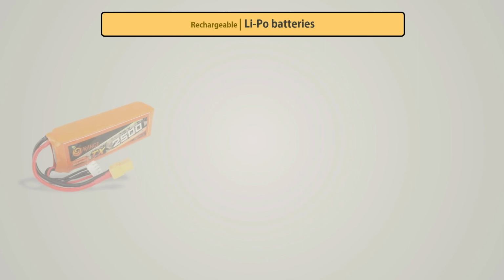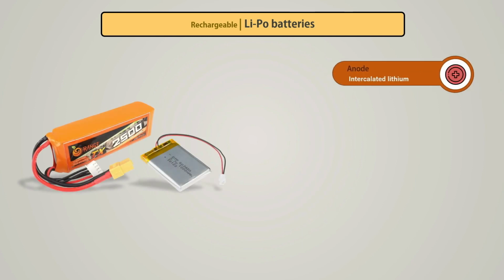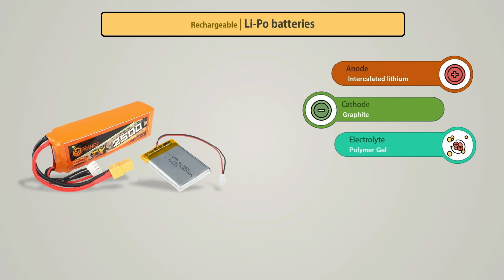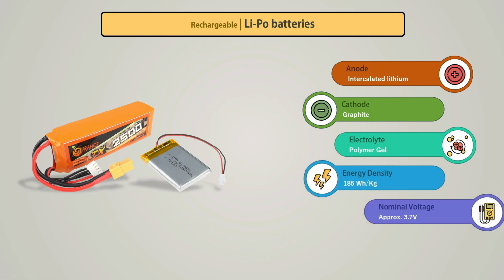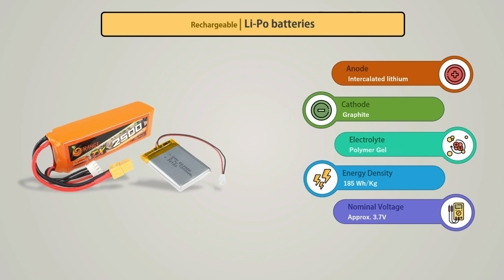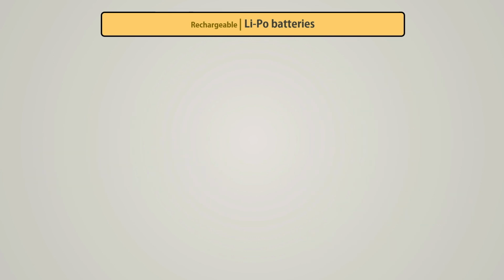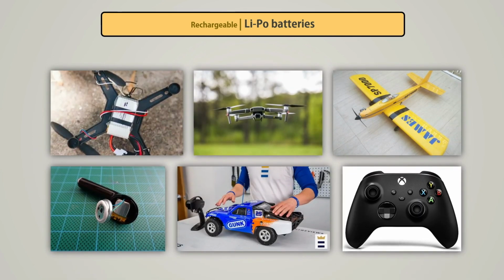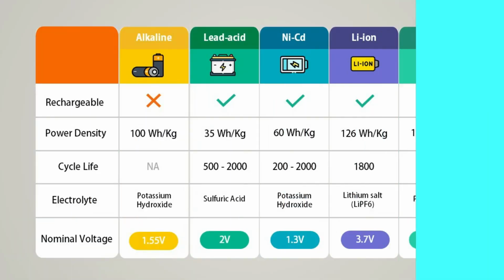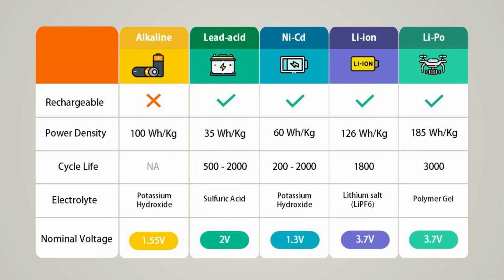These are also called lithium-ion polymer rechargeable batteries because they use a high-conductivity polymer gel or polymer electrolyte. These are a bit costly, but the battery is very highly protected when compared to the lithium-ion batteries. It has power density of 185 watt-hour per kg, and nominal voltage is 3.7 volt. A lithium-ion polymer battery should be able to maintain a cycle life of more than 3,000. Due to their very light weight and high C rating, these batteries are mostly used in drones, AirPods, RC cars, etc. Here I present a comparison between different types of batteries and their various types of features.